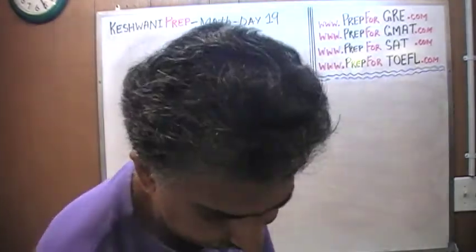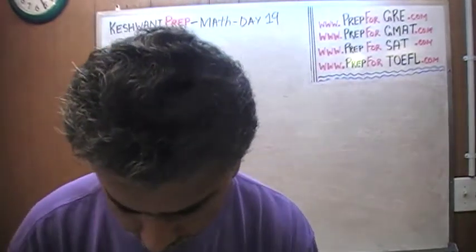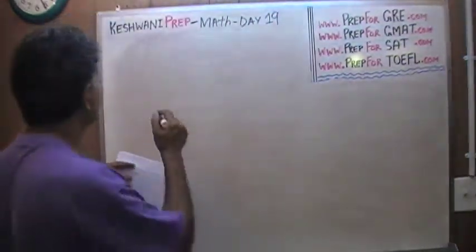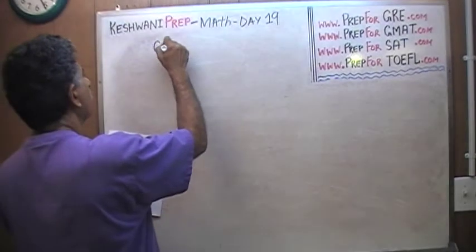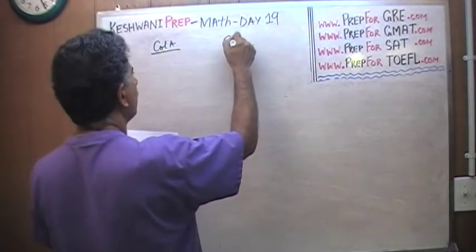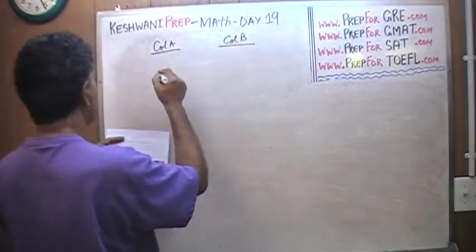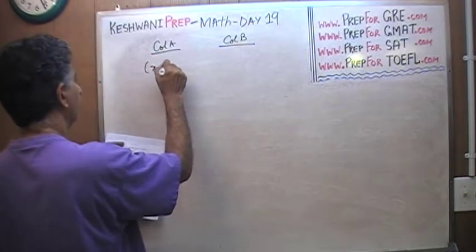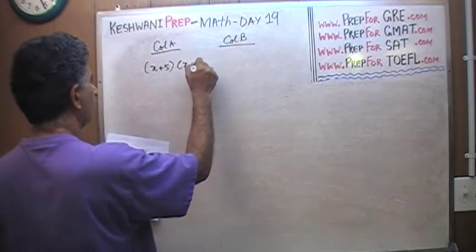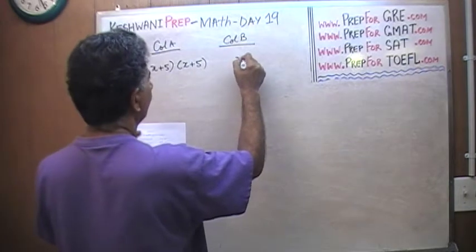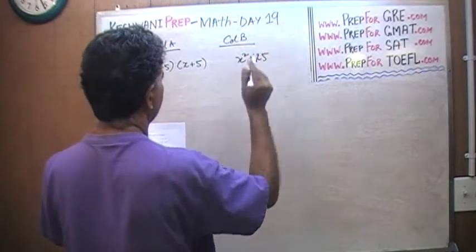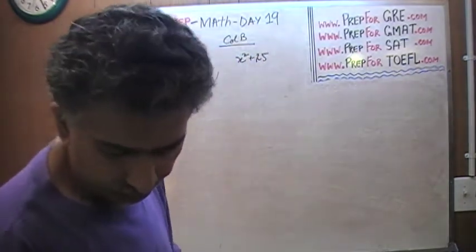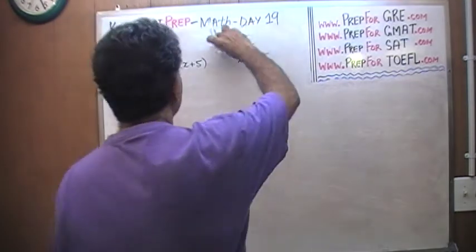Let's see what we have today. We are given two quantities in the two columns. Column A, column B: x plus 5 and x plus 5 versus x squared plus 25. And the question simply is, which quantity is bigger?